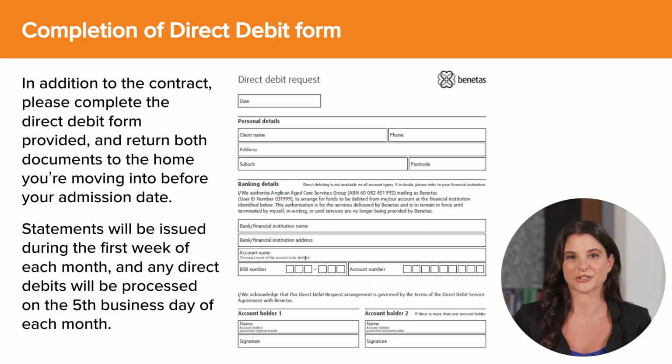In addition to the contract, please complete the direct debit form provided and return both documents to the home you're moving into before your admission date. Statements will be issued during the first week of each month, and any direct debits will be processed on the 5th business day of each month.